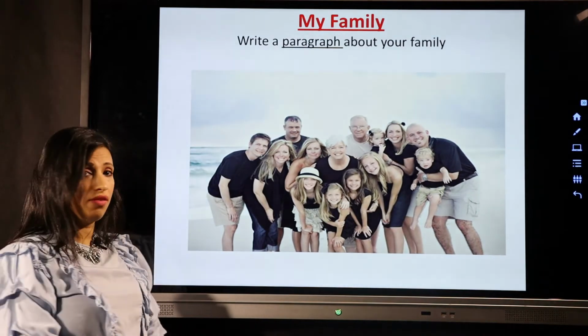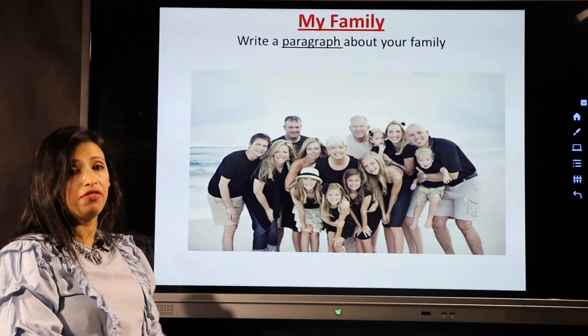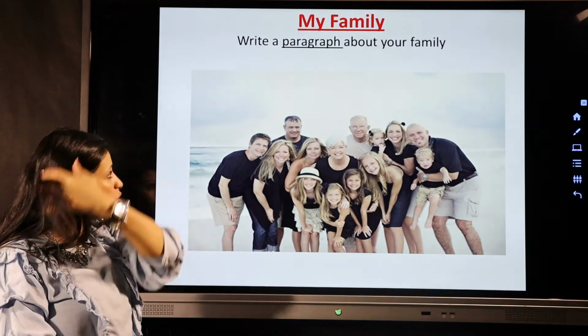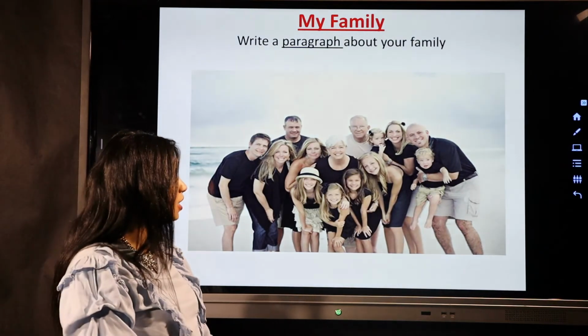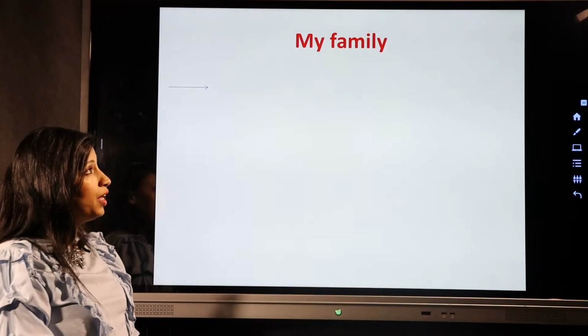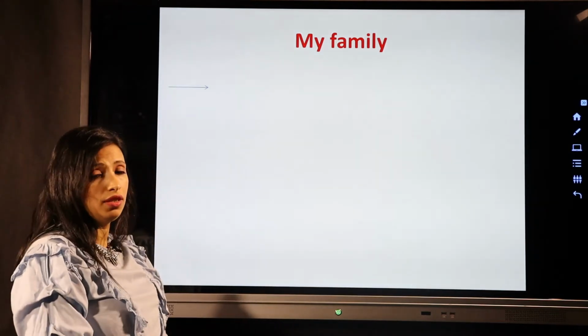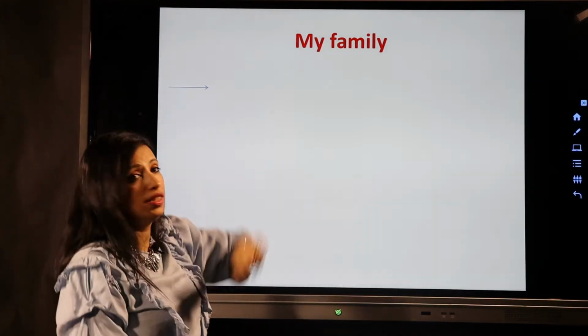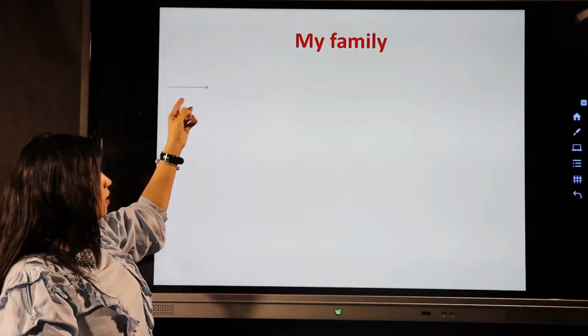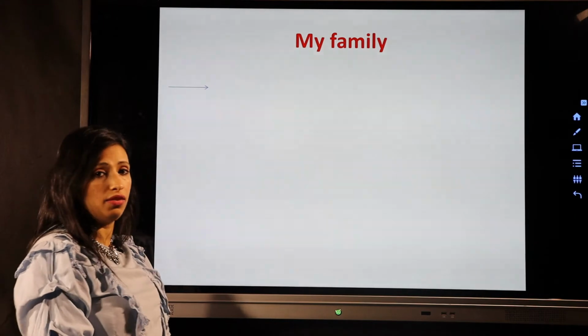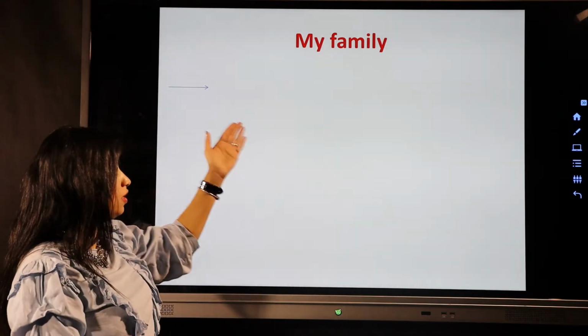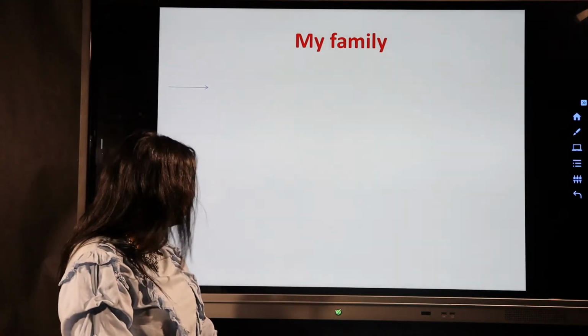Now let's have an example. I'm going to talk about my family. Write a paragraph about your family. Let's see how I'm going to write a paragraph about my family. I told you that you have to write the title in the middle, and of course we have to write the date, and we have to leave an indent at the first line in the beginning of the writing.